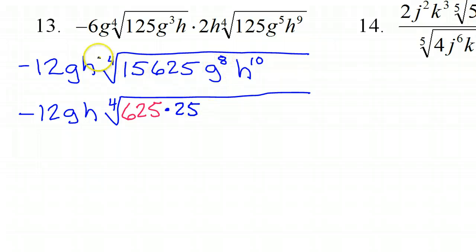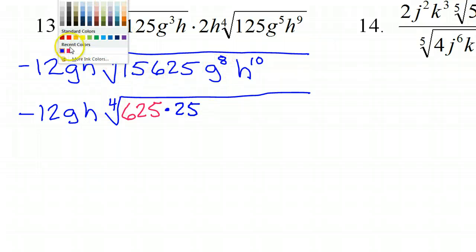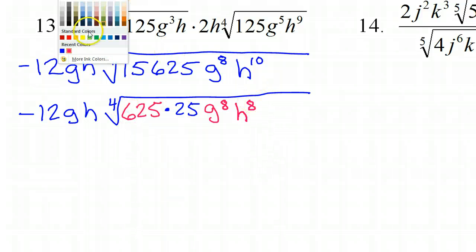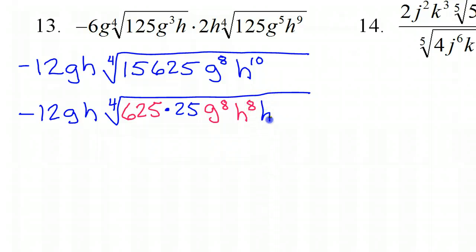Now, g to the 8th is ready to go because that is divisible by 4. So I'll just put g to the 8th in pink. H to the 10th, 10 is not divisible by 4. So I will put h to the 8th, which is the nearest number less than 10 that is divisible by 4. And that will leave 2 h's left over. All right, together these would make h to the 10th power. So, as you've seen several times before, everything here in pink is going to simplify and come out.